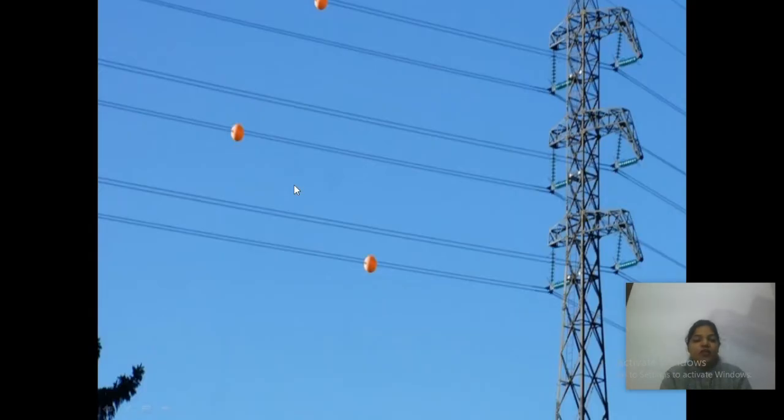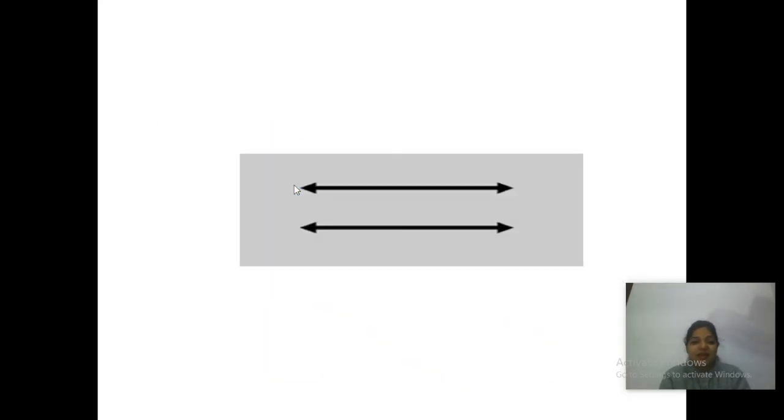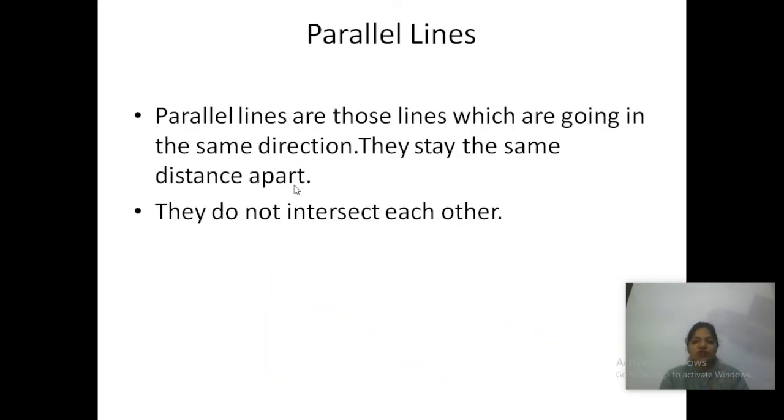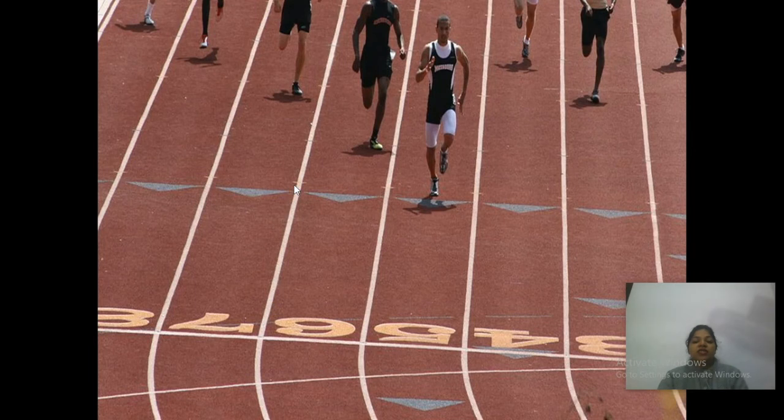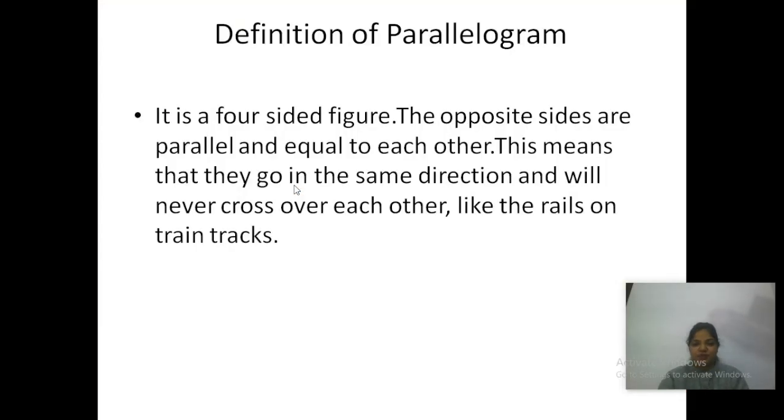Yes. Now this is an example of parallel lines. What I have told you about parallel lines? Yes, that parallel lines are those lines which are going in the same direction and they don't intersect each other, right? So in this way, this is also an example of parallel lines. This is a racing track, right? The lines on it are examples of parallel lines.